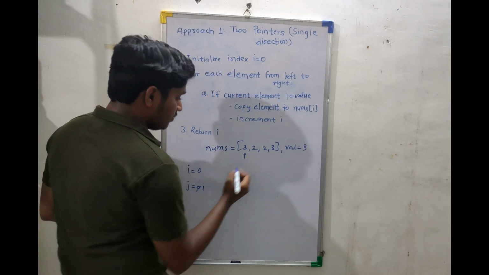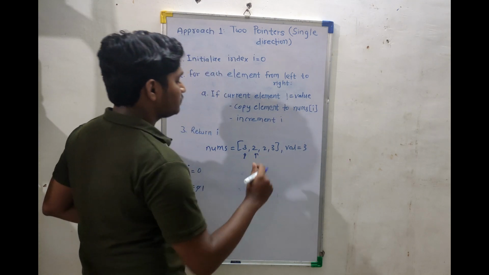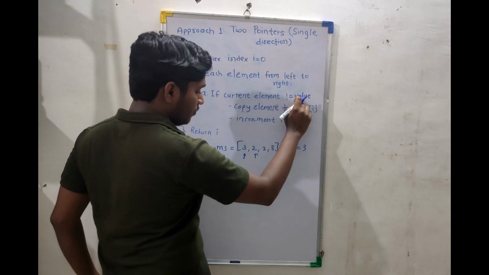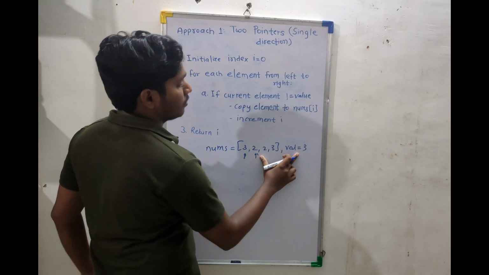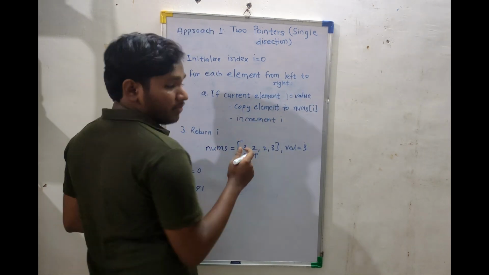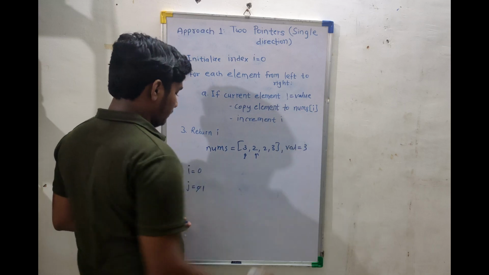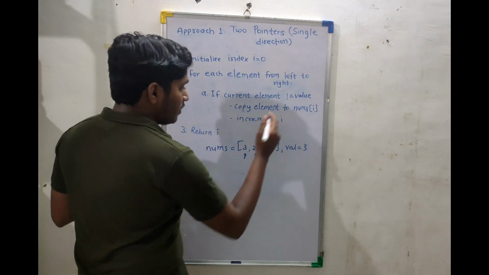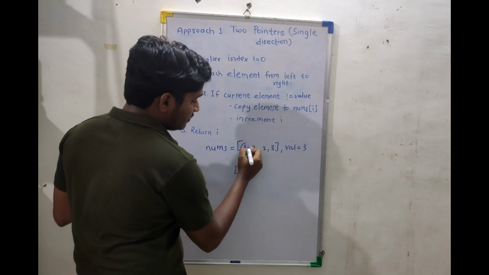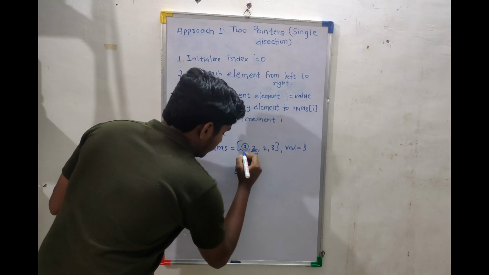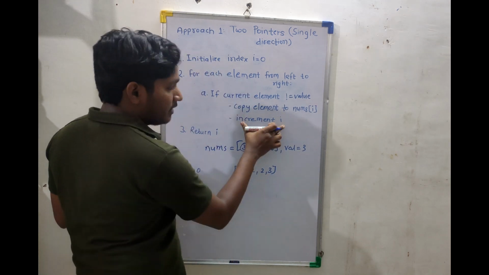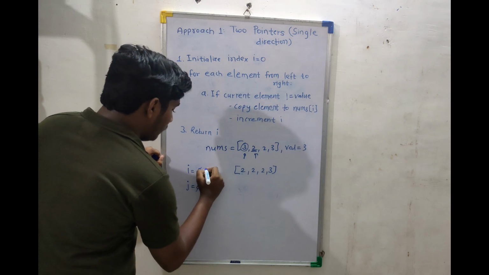Now our j becomes 1. Again we go inside the for loop, checking if the current element is not equal to the value. Current is 2 and value is 3, and both are not equal, that's why we go inside this if. In this if, the first step is to copy the element to nums of i. So we copy this element to this element. Now our new array becomes 2 2 2 3, and after that we increment i. So now i becomes 1.